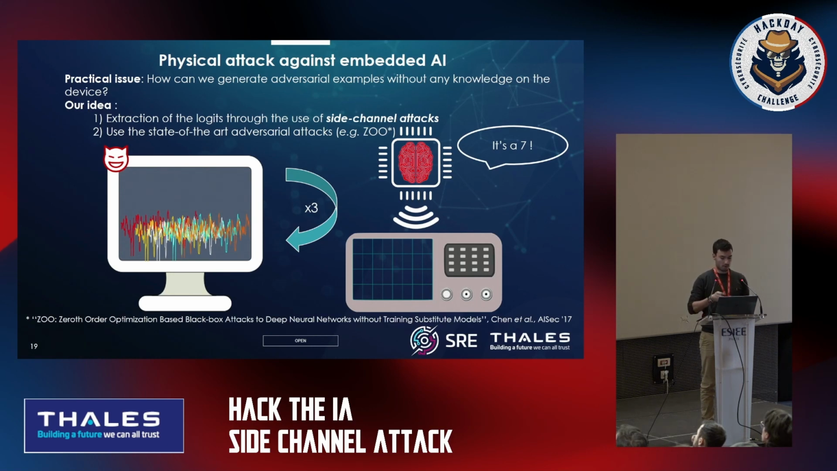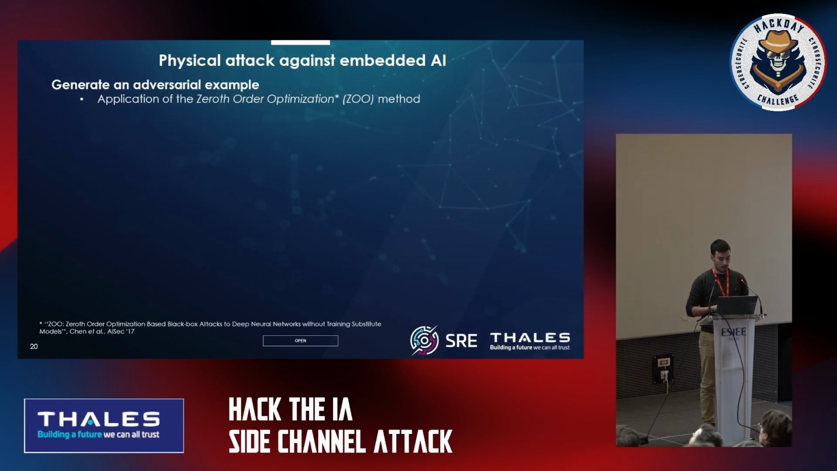And then from those 5 physical traces, we use statistical methods such as template attack, logistic regression, or deep learning techniques in order to extract the logits. And from those logits, we can then use the ZO algorithm, the ZO method, in order to generate our adversarial examples.